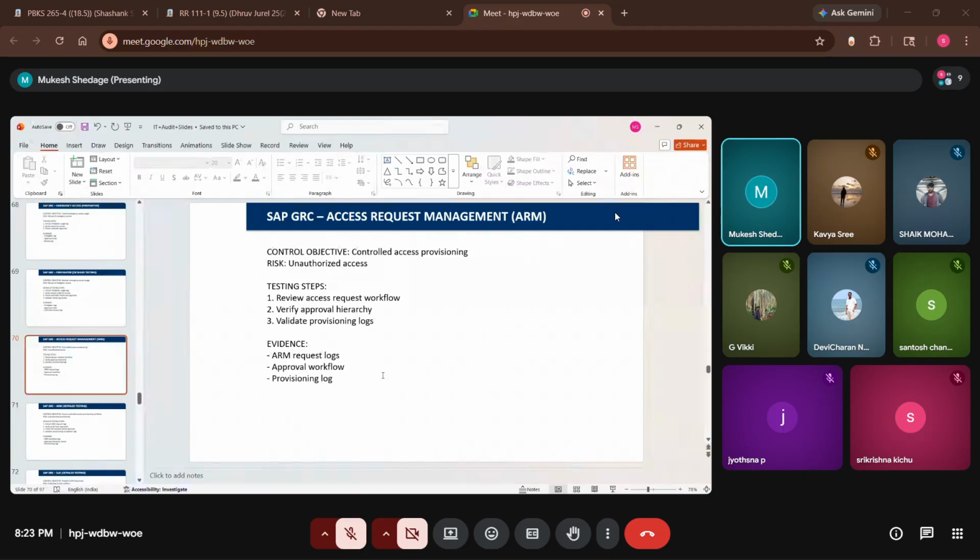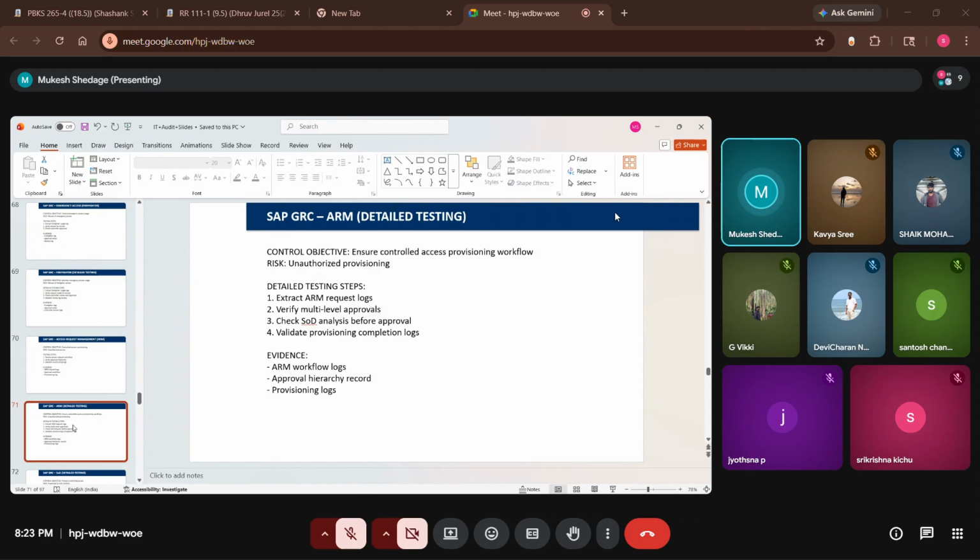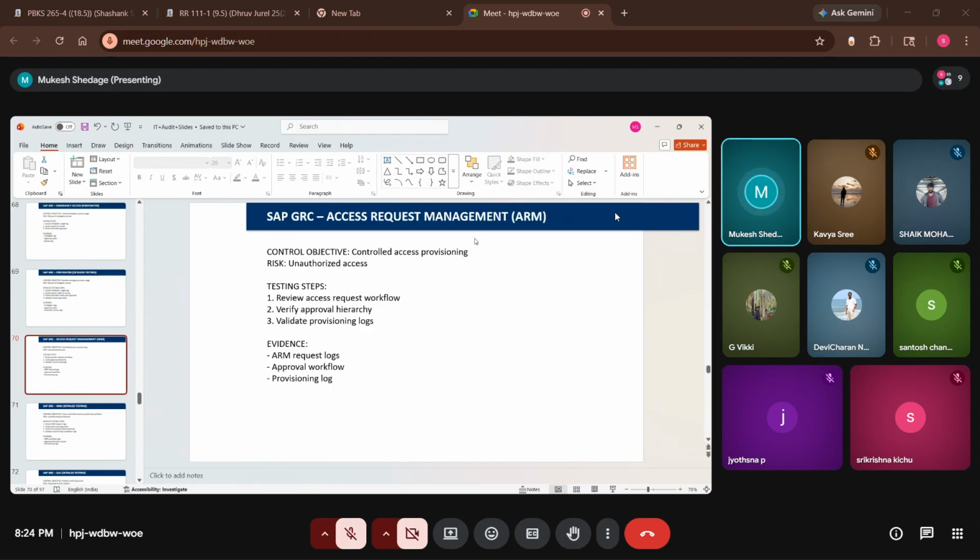Now, as we have learned the user access review in our generic ITGC, the same thing is also there in SAP GRC. ARM, okay, ARM is access request management. How the access request workflow is, that is nothing but our generic ITGC UAR, user access review.